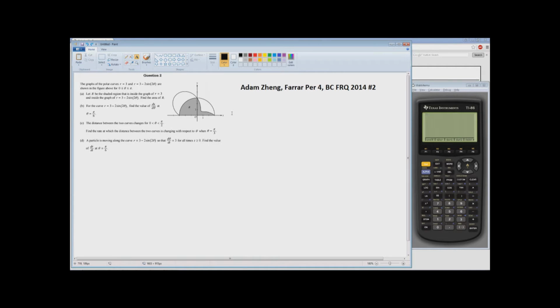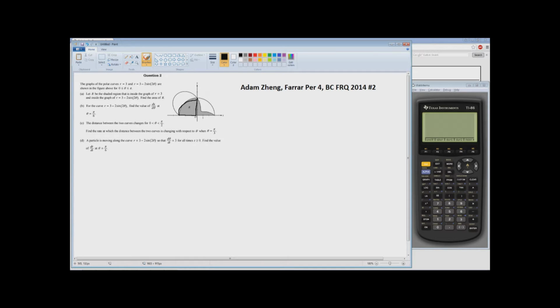Hello, let's do PC FRQ 2014 number 2. So, it's a polar question, and let's start with part A, which is computing the area of the shaded region in the graph. So the first thing we do is divide the graph into two sections.